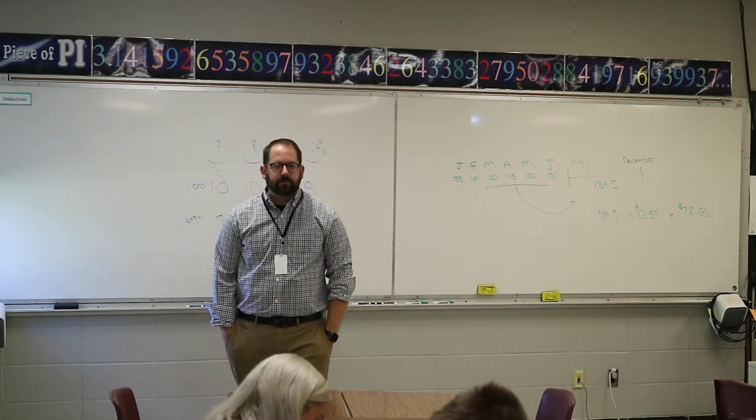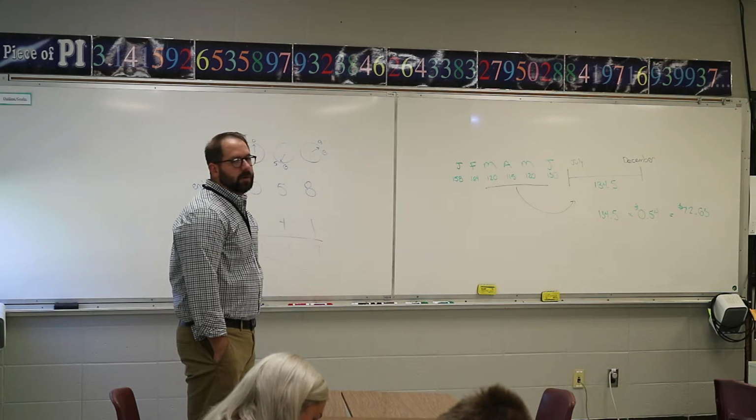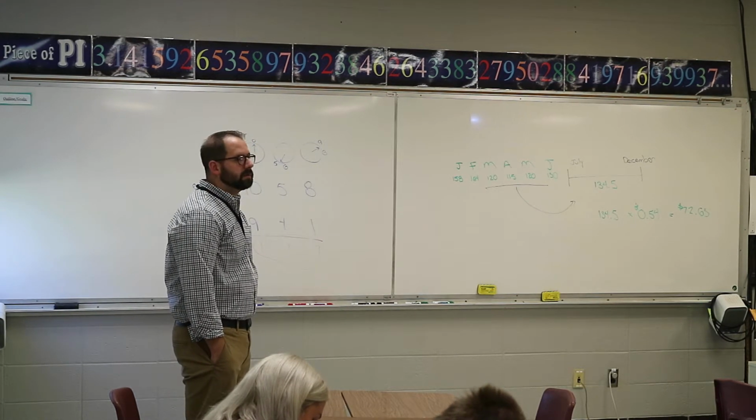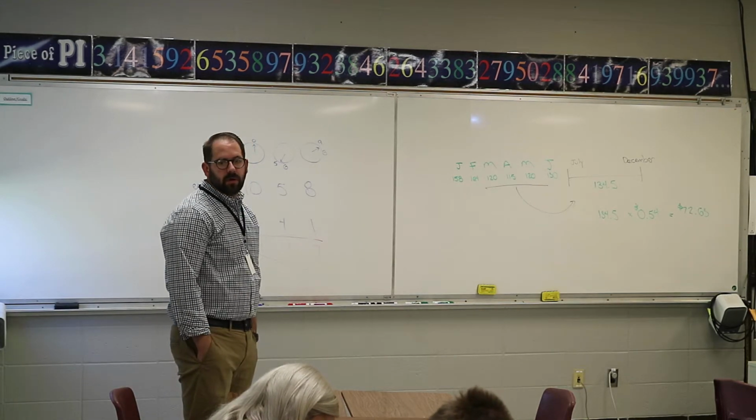Does that make sense? That's how you do an average. You add them up, you divide by how many there are. So there's 6. Okay, questions on any of the things we've done so far?